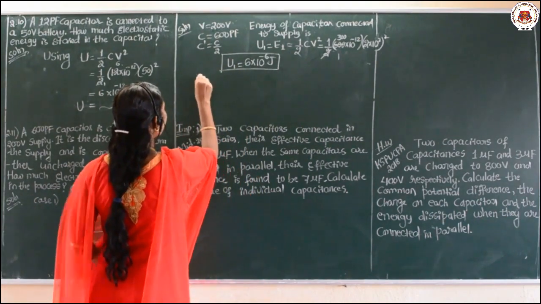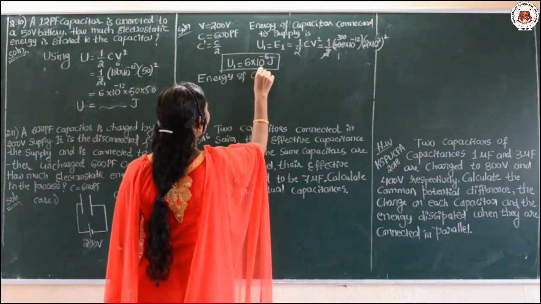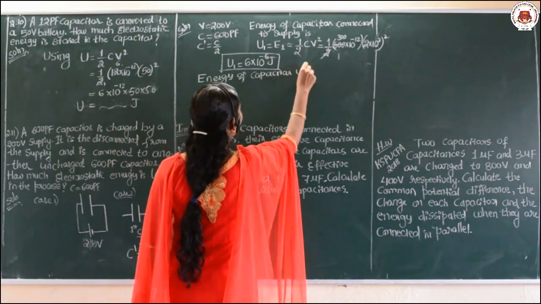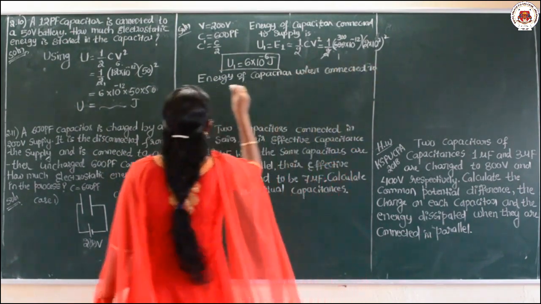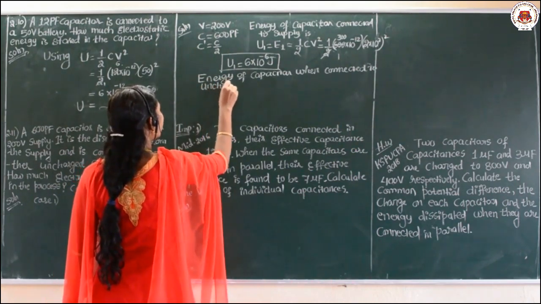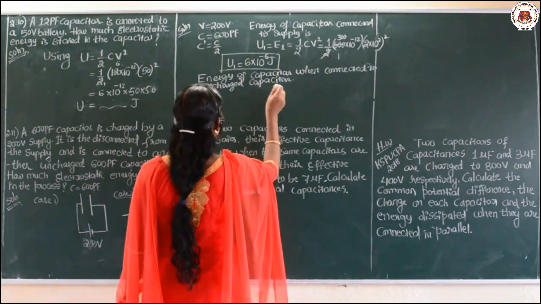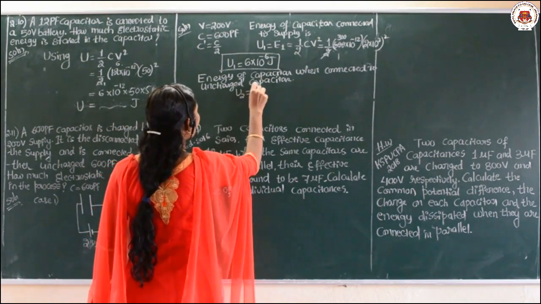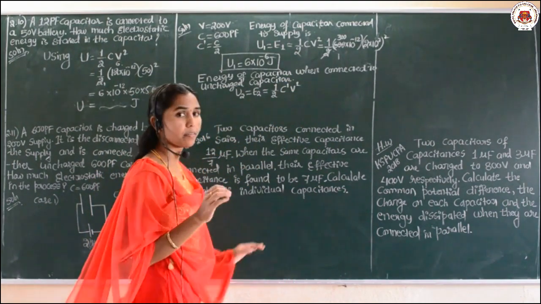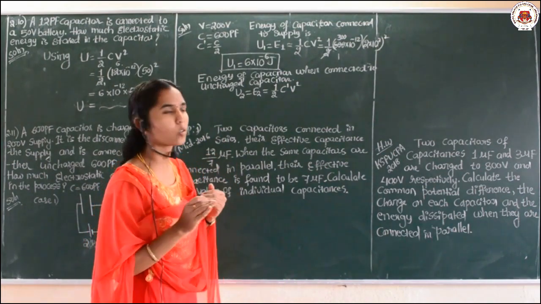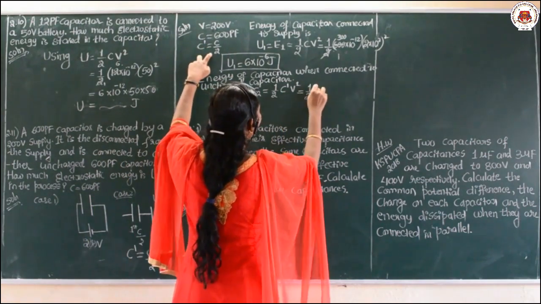Yes, and next one, the energy of the capacitor when connected to an uncharged capacitor, that is U2 or E2, is equal to again 1 by 2 C dash V square, because see, when it is connected the capacitance is reduced to half, therefore it is equal to 1 by 2 C dash, and C dash we already have, it is C by 2.